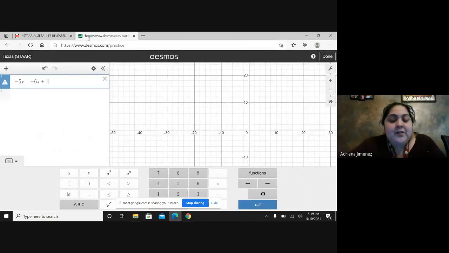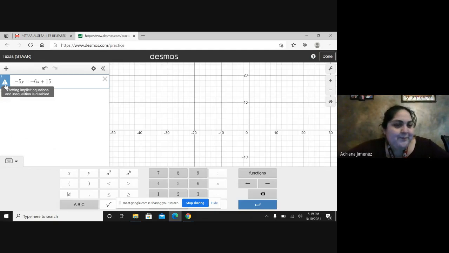-6x plus 15. How do I know that this isn't graphing, other than I don't see anything on here? It has the question mark. That's going to tell you right there, hey, you can't graph that. It's not going to let me do it, and that's fine. You just need to know if it's not going to let you do it or not, and then you can figure out what to do.